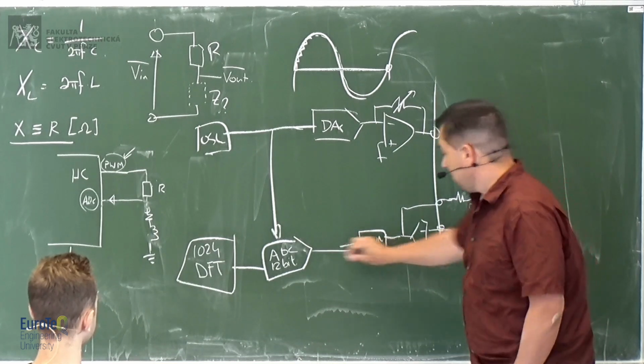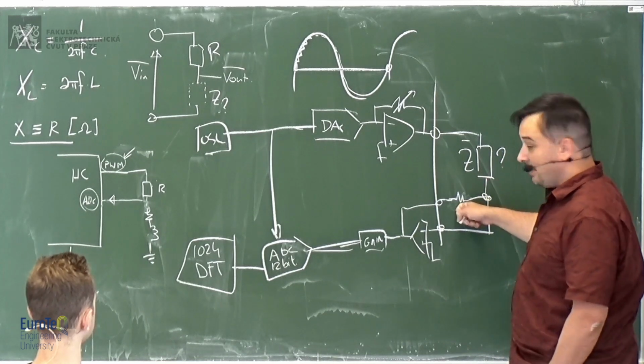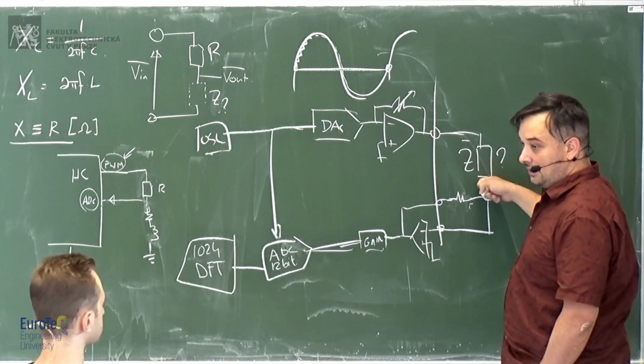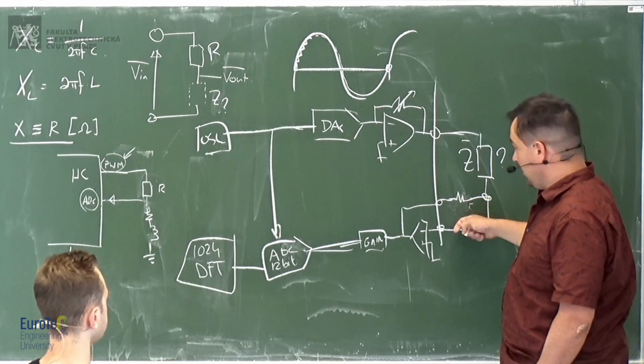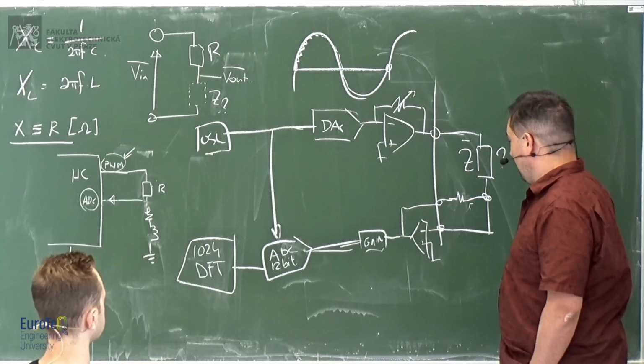Okay, in this case it's 4 impedances, so it's 4 capacitances. So in the feedback we have the resistance, and in the input we have the unknown. Otherwise you can just flip it. So in the feedback you put your unknown, and in the input you put the resistance.